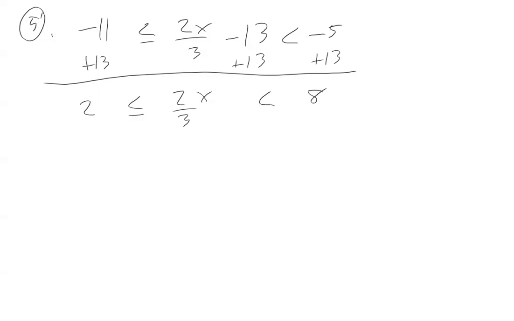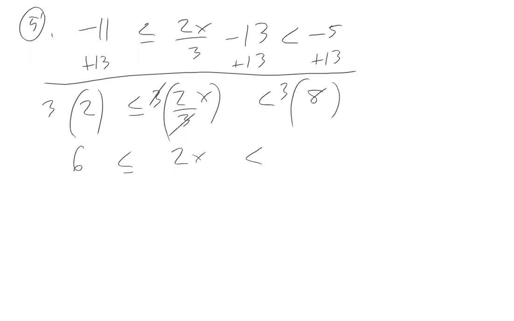Now we have to get the x by itself, so notice that there's a denominator of 3 below the x. So I need to multiply all 3 sides of this inequality times 3, which is the least common denominator. So then I'll get 6 is less than or equal to, now on this one the 3 goes away, so we're just left with 2x, and the fraction has been cleared. 3 times 8 is 24. Then we get this, and then we still need to get the x by itself, so I need to divide all 3 sides by 2.